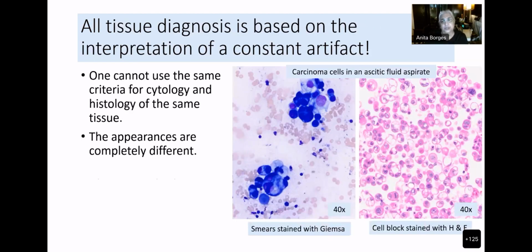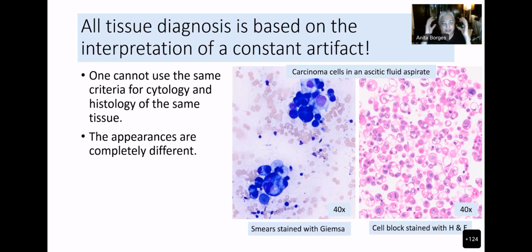Okay, you see on one side you have a smear, and that is stained with Giemsa, and this is from an effusion, ascitic fluid, and on the other one it is a cell block stained with H&E. Now the two things don't look alike. All right, the artifact has been introduced, right? Whether it is a drying artifact because this is stained with Giemsa, and on the other hand, this has been fixed, and therefore you have an artifact over there of formalin fixation, and it looks very different.